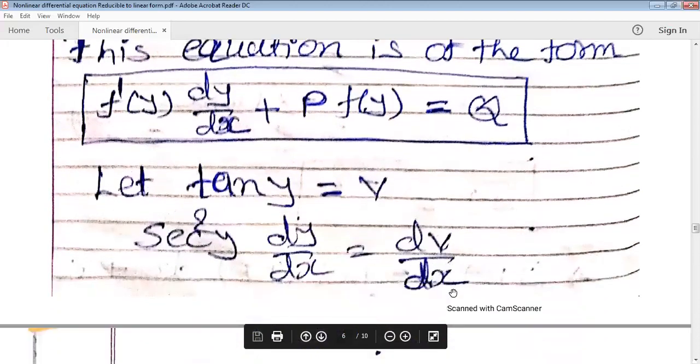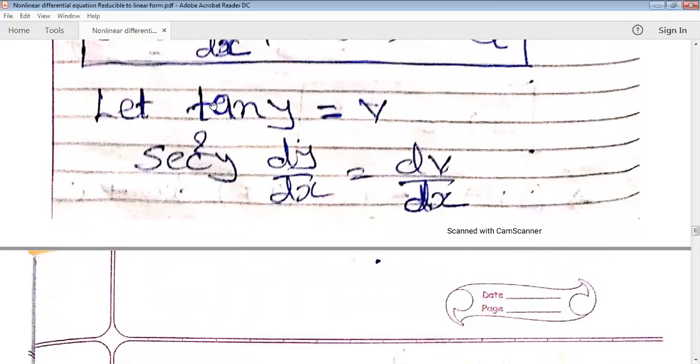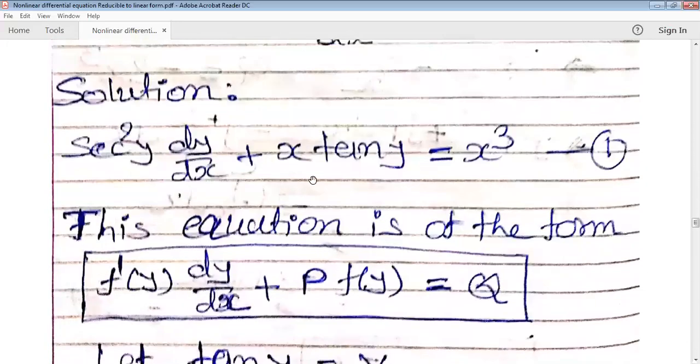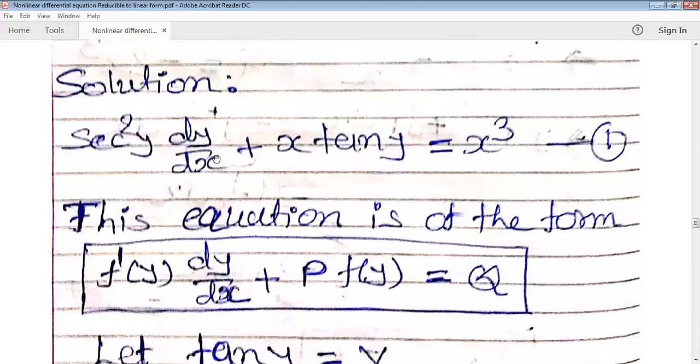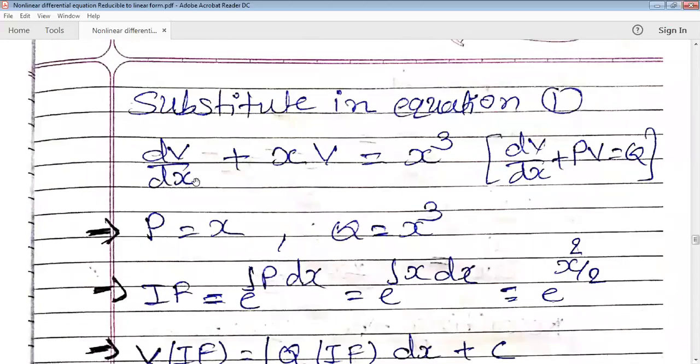Now the derivative of tan y, x square y dy by dx, is equal to dv by dx. So you have to substitute tan y as V and x square y dy by dx as dv by dx into equation 1. By substituting in equation 1, dv by dx plus xv is equal to x cube. So this is the linearized form in the form of v. Our p is x and our q is x cube.